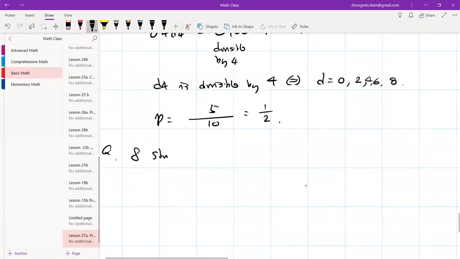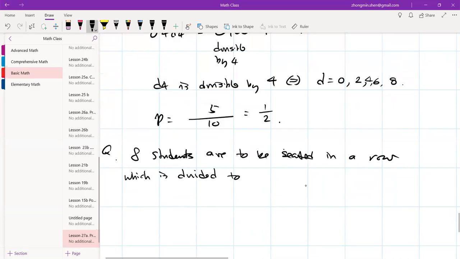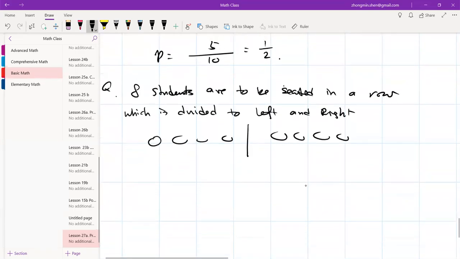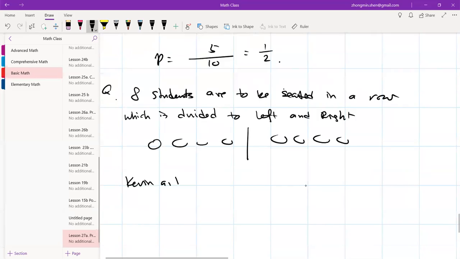Okay, so eight students. Yeah, let's do this one. Eight students are going. This is about seat arrangement again. Eight students are to be seated in a row, which is divided into left and right. So you have four seats on the right hand side, four seats on the left hand side. Now let me use Kevin and David again. Kevin and David are among them.